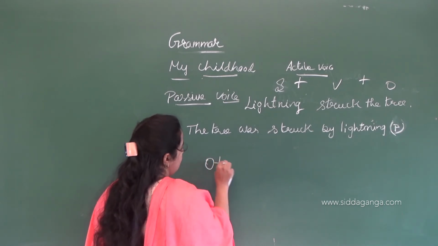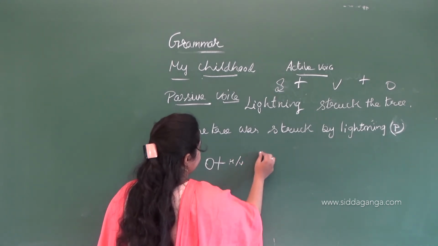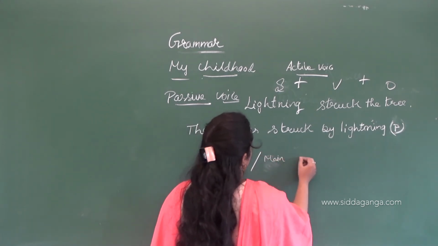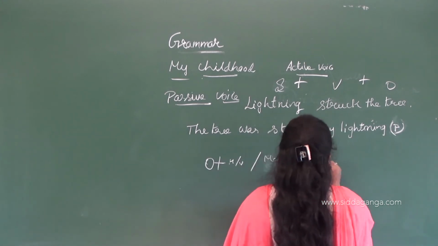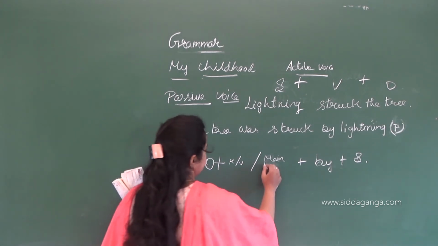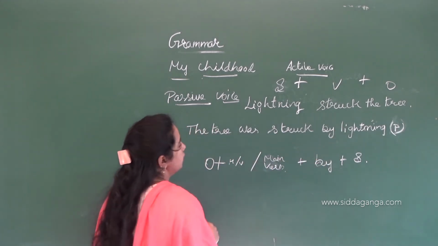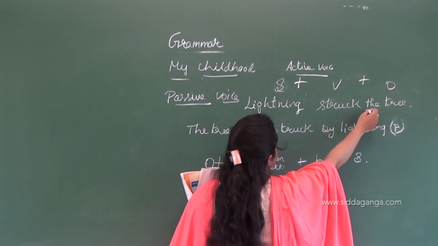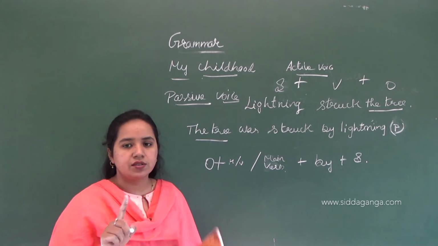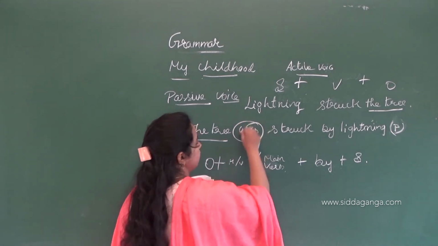First comes the object, then the helping verb, then the main verb. This is the main verb. Then by plus subject. Okay, so this is the formula. See, first we should take the tree. Here is the tree. The tree is singular and it is not plural. So we should use was here.